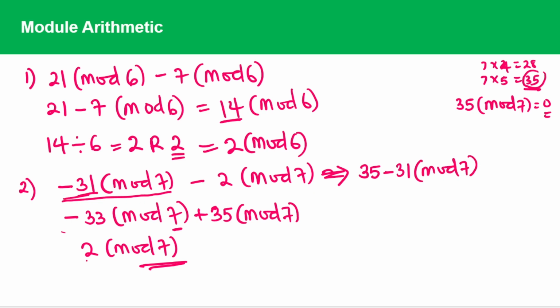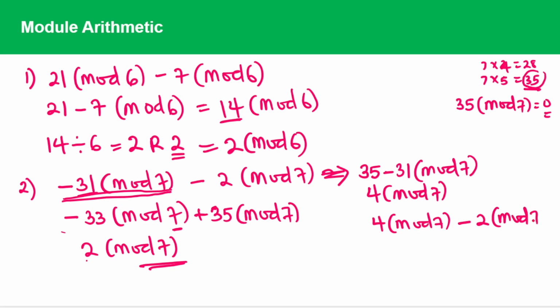So I'm just converting only this first expression. So this will give me 4 mod 7. So now that I've converted the first expression back, I'm going to have 4 mod 7 minus the second expression, which is 2 mod 7. So now if we subtract the 2, we will end up having the same answer, which is 2 mod 7. So this is how you add and subtract negative numbers.